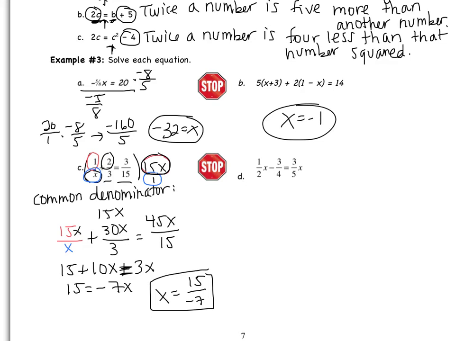Right now, stop the video and try part D on your own. I know this one looks daunting, but the first thing that you need to do is identify the common denominator. So what number can you divide 2, 4, and 10 by evenly? So 5, nope, 5's not divisible by 4. 10, nope, 10's not divisible by 4. Keep going until you find the common denominator, then multiply your entire equation by that common denominator. Good luck!